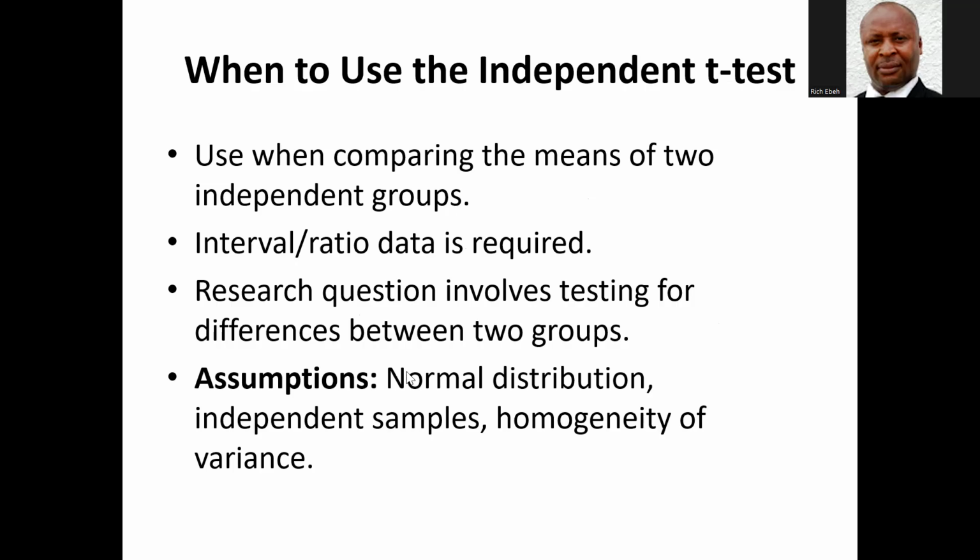The data must be normally distributed, with independent samples. Different participants will be involved in different aspects of the test. That means the data you obtain for set A must be obtained from a different set of individuals from that of set B. Then there must be homogeneity of variance.